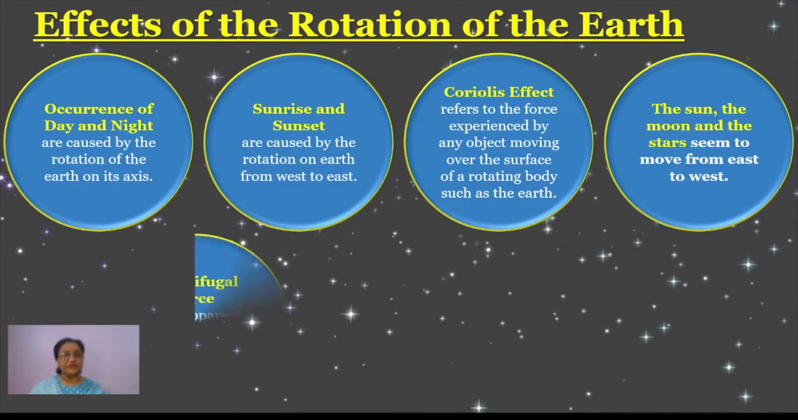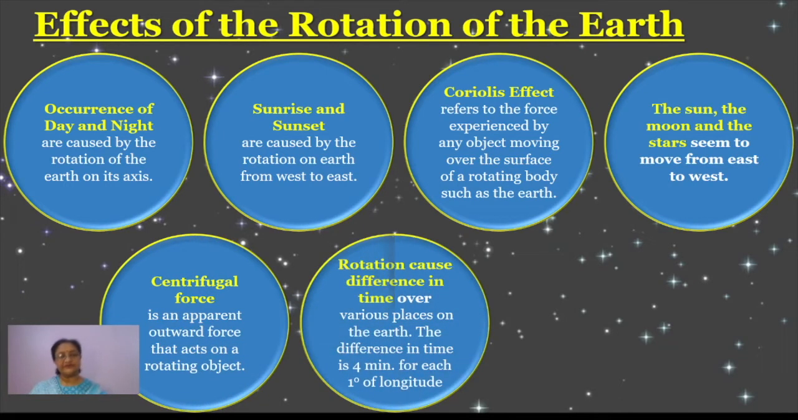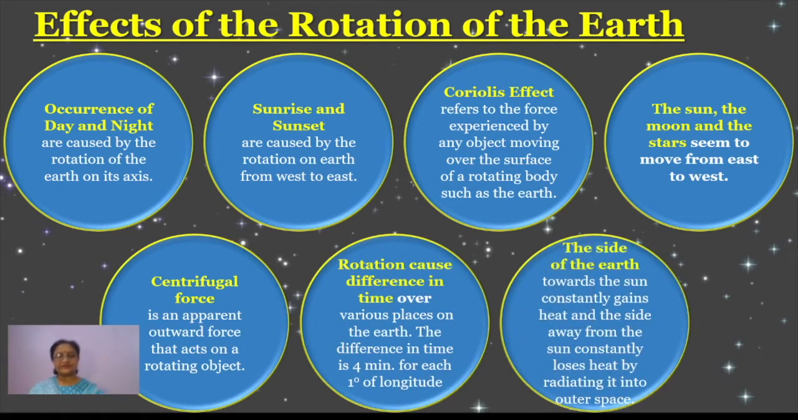Now next are the effects of rotation of Earth. Under this you will find different things. Number one is the occurrence of day and night, right? You all know it very well. Every day we have a particular daytime and a night time also. This is basically caused by the rotational movement of Earth. The portion of Earth which faces the sun experiences daytime. The portion which is away from the sun experiences night. So the occurrence of day and night is the first effect.